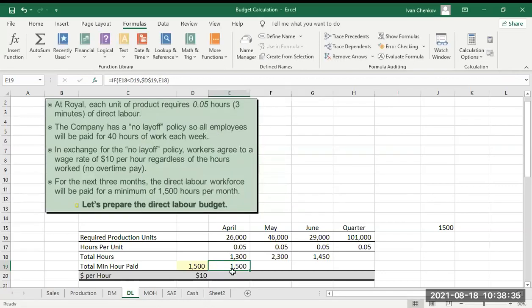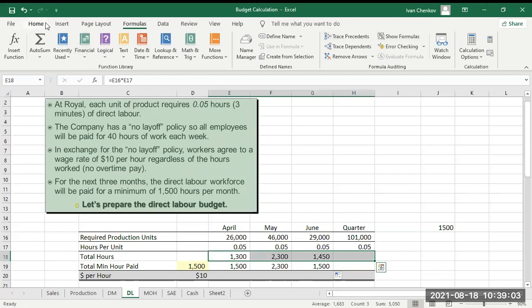In this case, 1,500. Next month, how many hours are we going to pay them? 2,300. Let's apply the formula and see if this works. 2,300. June, how many hours are we going to pay them in June? 1,000. Let's see if the formula works. The formula works. Okay.